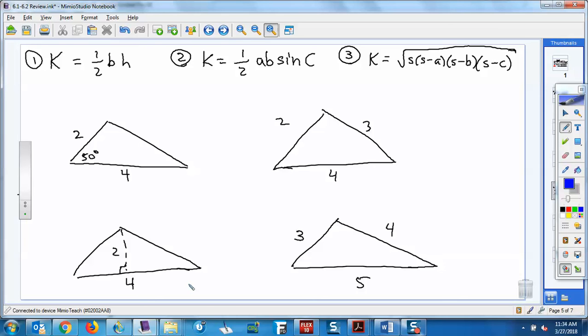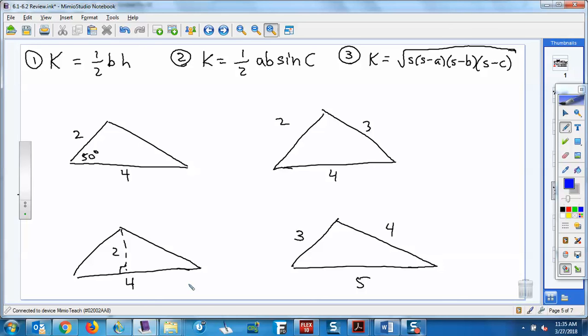Not the most directly. 3 would work for sure. But can you use 2? Well, you don't have an angle, so you can't use 2, not without getting some more information. What do you know about 3, 4, 5? 3, 4, 5 is a Pythagorean triple. So where's the right angle? Right angle's right here. So this would be a base, this would be a height. So you could just do 1/2, 3 times 4, which would be 6, right?